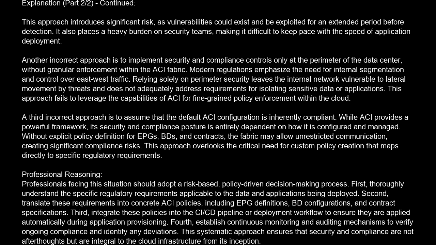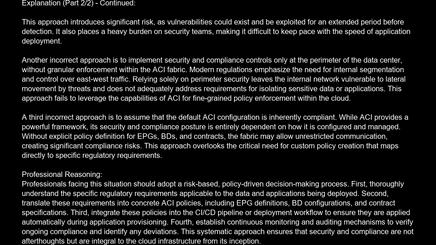A third incorrect approach is to assume that the default ACI configuration is inherently compliant. While ACI provides a powerful framework, its security and compliance posture is entirely dependent on how it is configured and managed. Without explicit policy definition for EPGs, BD, and contracts, the fabric may allow unrestricted communication, creating significant compliance risks. This approach overlooks the critical need for custom policy creation that maps directly to specific regulatory requirements.